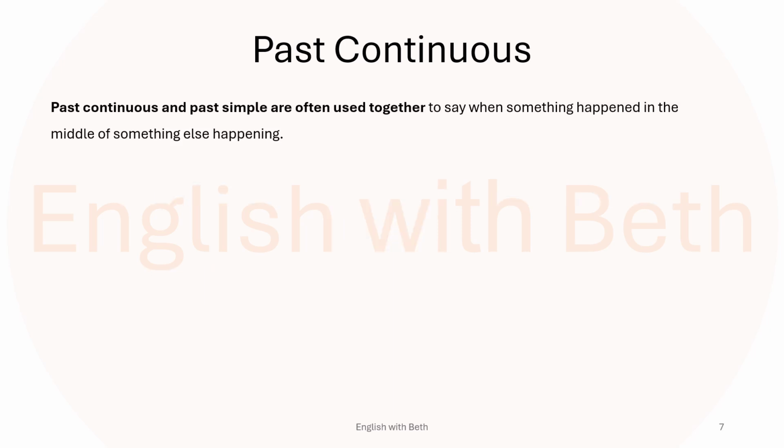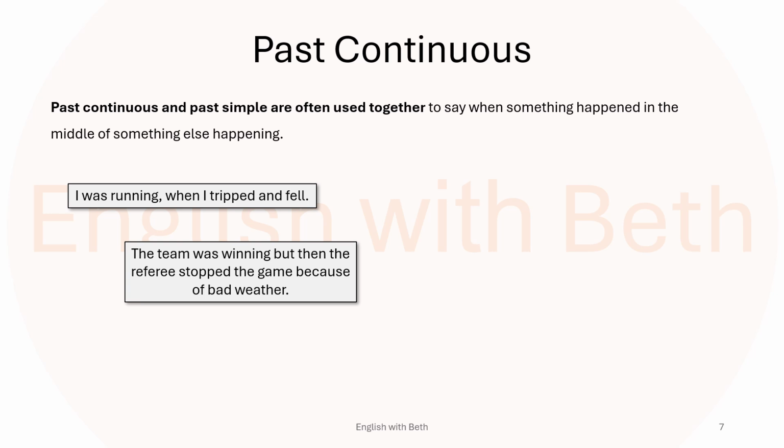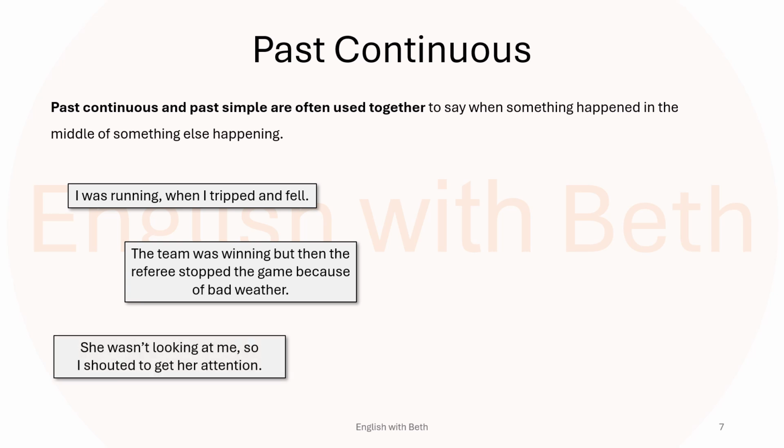Past continuous and past simple are often used together to say when something happened in the middle of something else happening. For example, I was running when I tripped and fell. The team was winning, but then the referee stopped the game because of bad weather. She wasn't looking at me, so I shouted to get her attention.